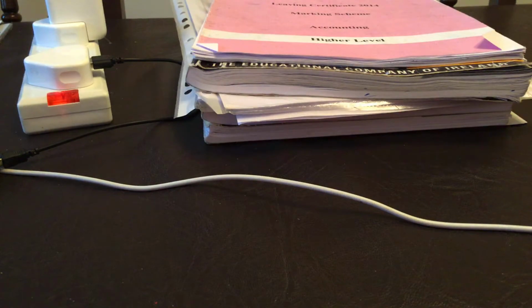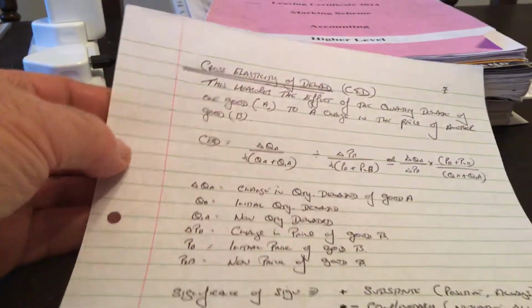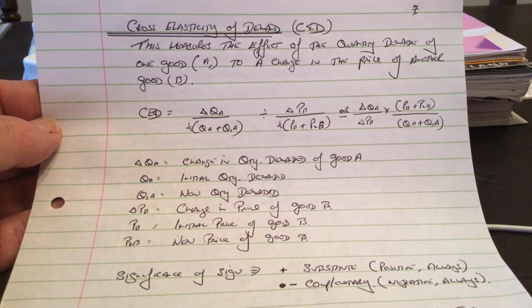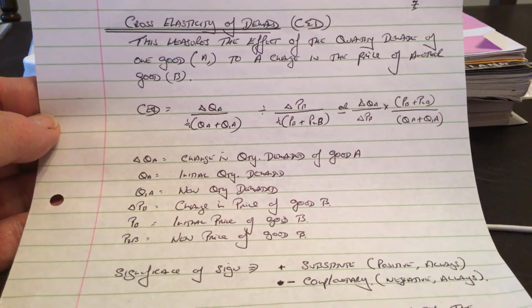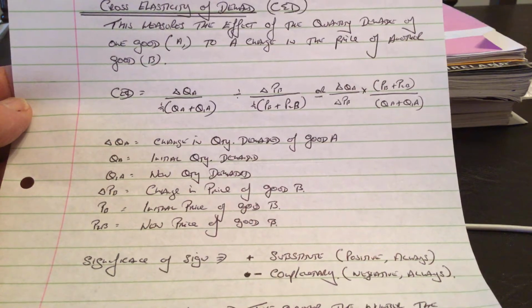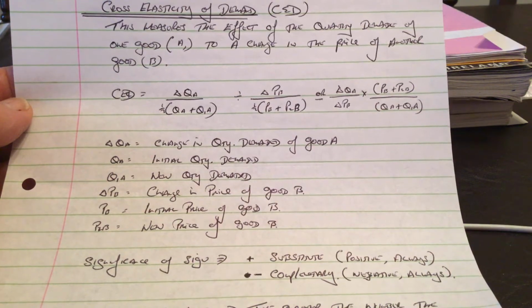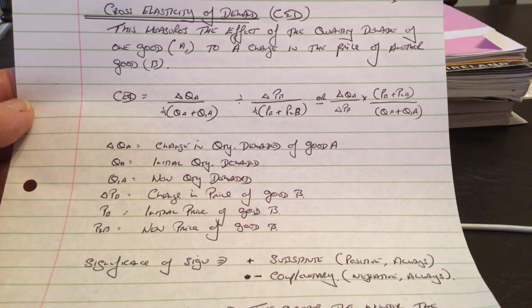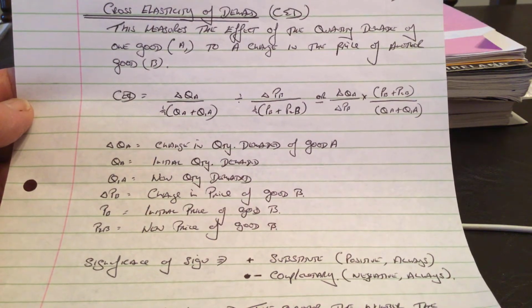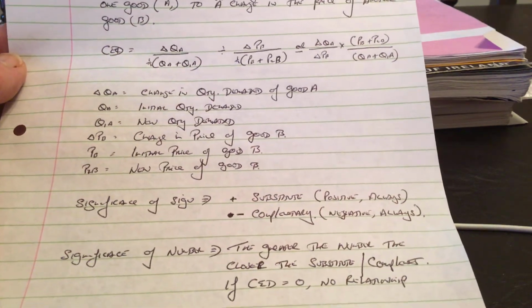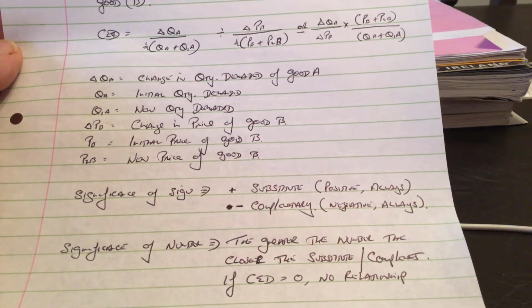And finally, now we're going to look at the third type of elasticity, which is cross-elasticity of demand. This measures the effect on the quantity demanded of a good of a change in the price of another good. And look at the formula, again the one that's in the maths tables: a change in the quantity of good A over the change in the price of good B, multiplied by the original price of good B plus the new price of good B, over the original quantity of good A plus the new quantity of good A.